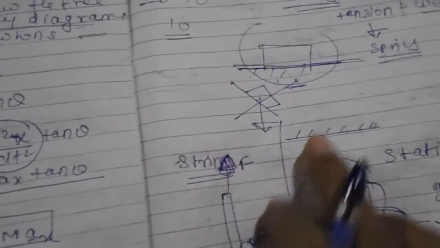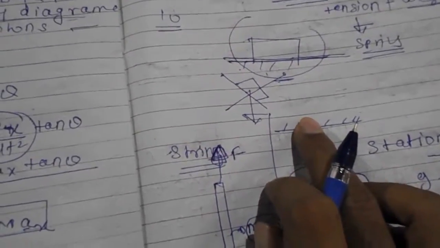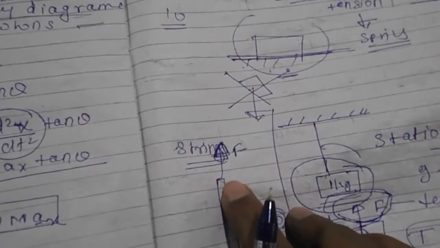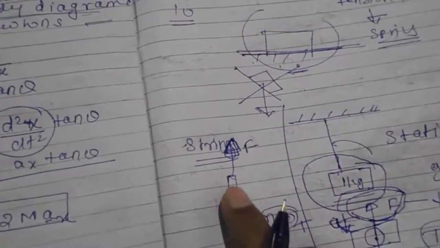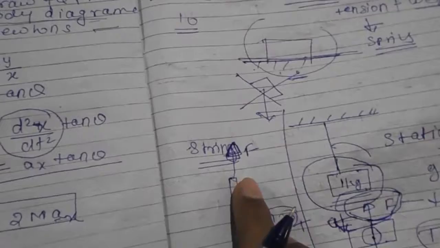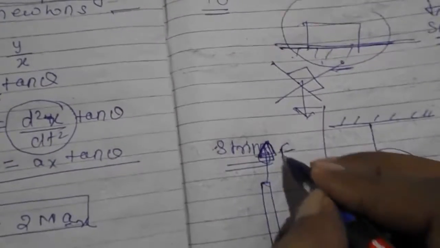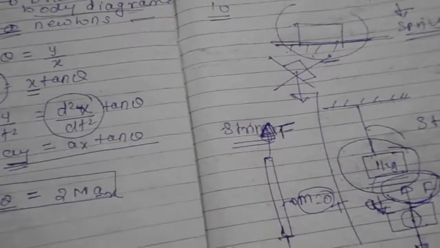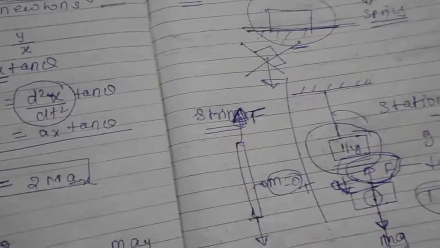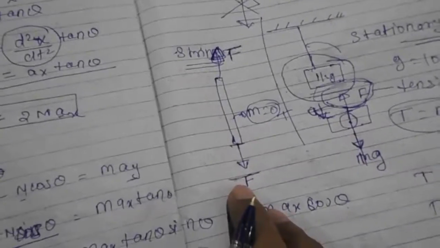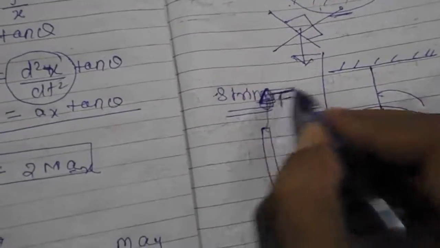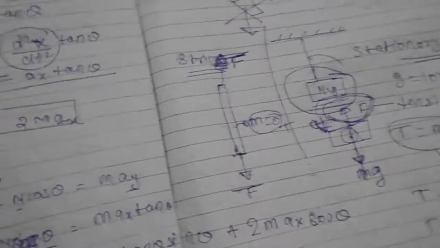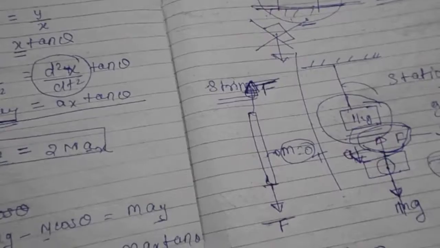Who has applied this force? This support. Since this force is by the support on the string, its name is tension T. This is again tension. Both should be equal, because acceleration is 0 and the string has no mass. So this T and this F should be equal, because there is no acceleration.